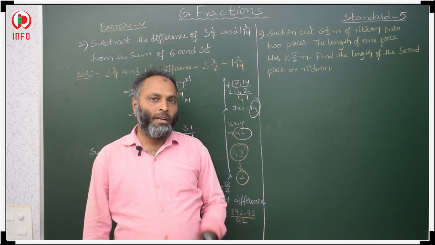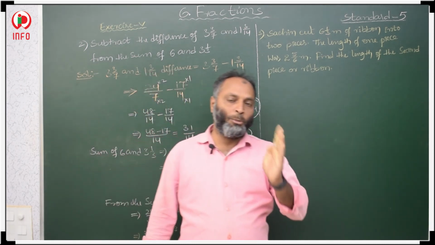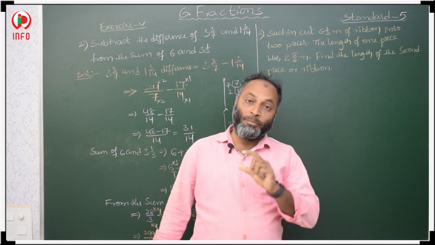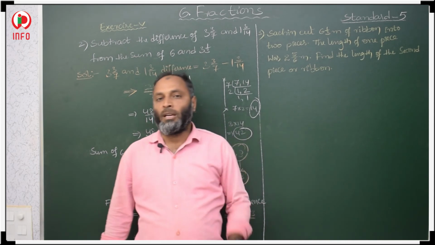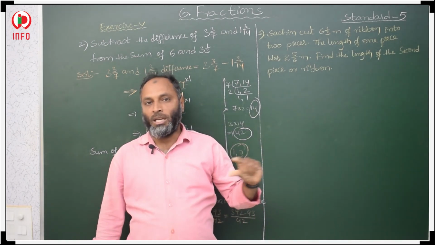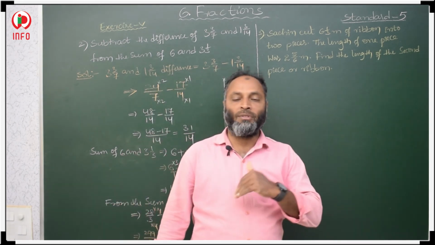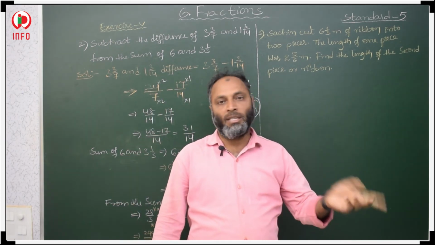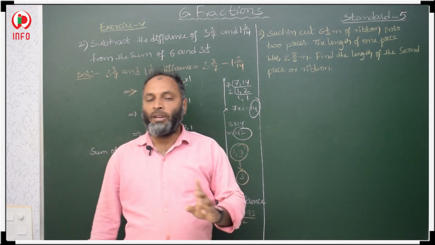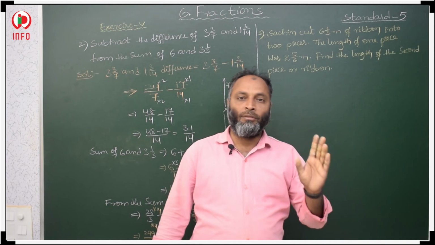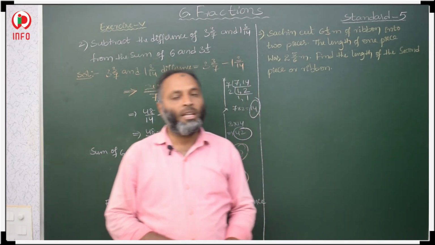What we have to do? Here the total length is given. He cut that ribbon into 2 pieces. One piece length is given. Then what is the length of the other piece? From the total ribbon length, we have to subtract the first ribbon piece length. Then you will get the second ribbon piece length. So here we have to do minus.